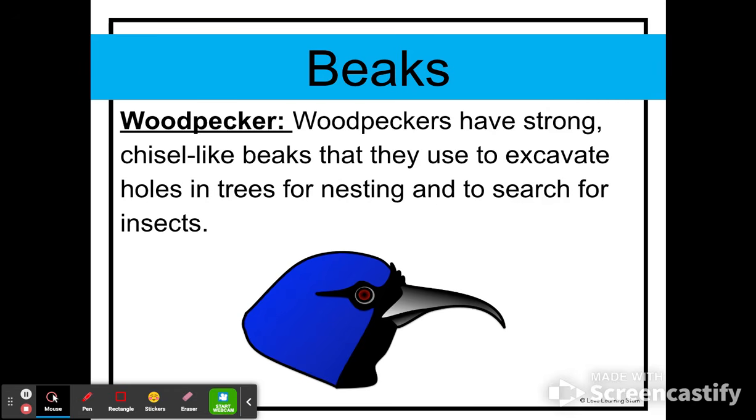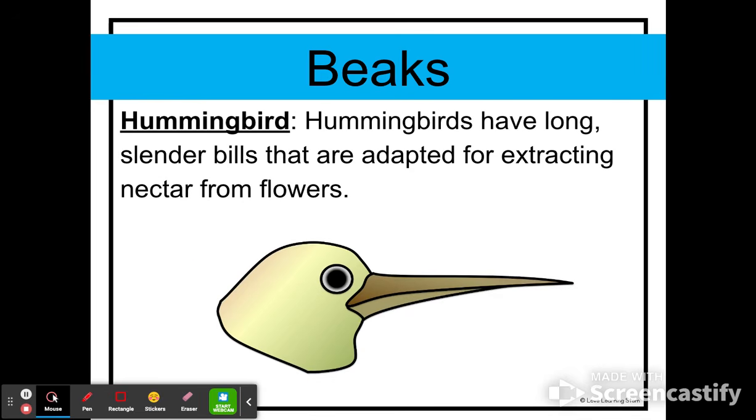Another important thing to look at for external structures are beaks. Woodpeckers have strong, chisel-like beaks that they use to excavate holes in trees for nesting and to search for insects. Hummingbirds have really famous beaks, and their long and slender bills are adapted for extracting nectar from flowers.